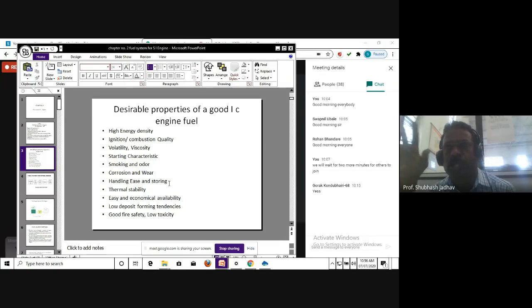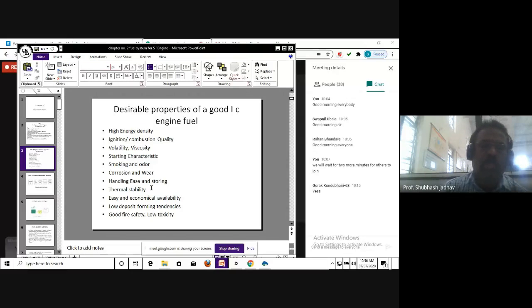So we want an airtight container, and we need a provision for breathing, etc. All those things have to be there. So what is the storing provision required for that particular fuel? That also is going to be an important parameter for deciding the fuel.